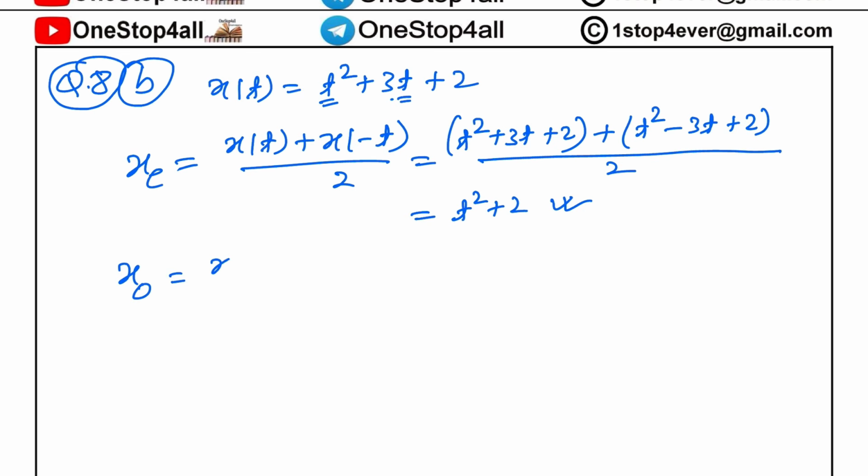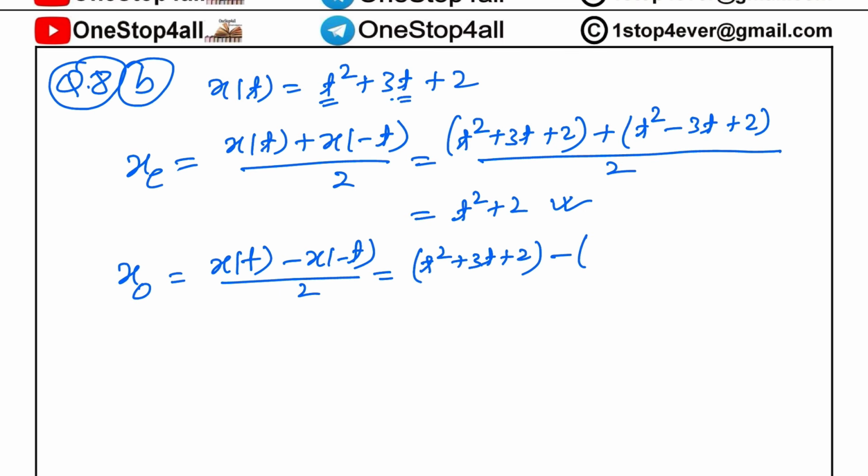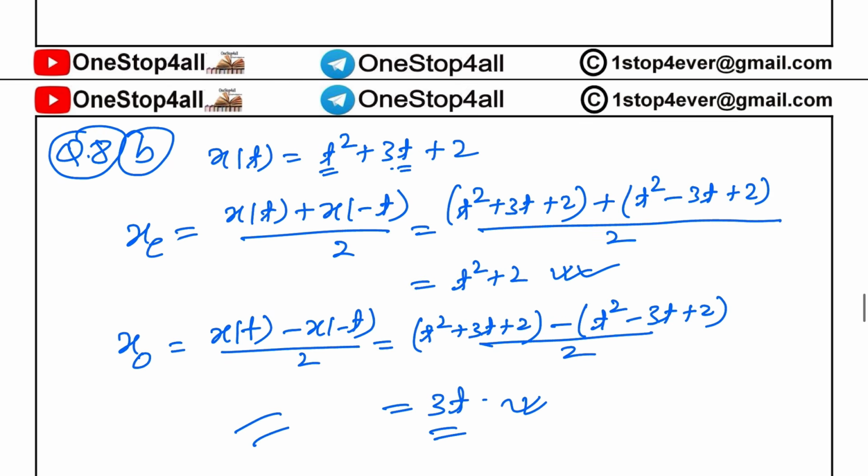What is the odd part? The formula is x of t minus x of minus t divided by 2. So, this will be t square plus 3 t plus 2 is same, and here is minus of x of minus t, so minus of t square minus 3 t plus 2, by 2. Solving this one, this will be your 3 t. So, this is your odd part and this one will be the even part. So, this is the solution for the question number 8b.